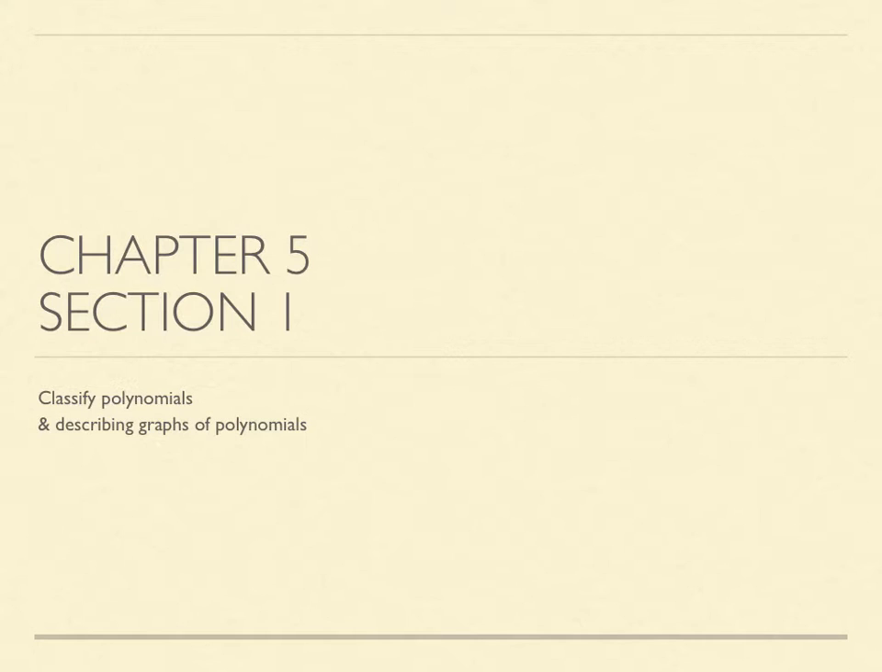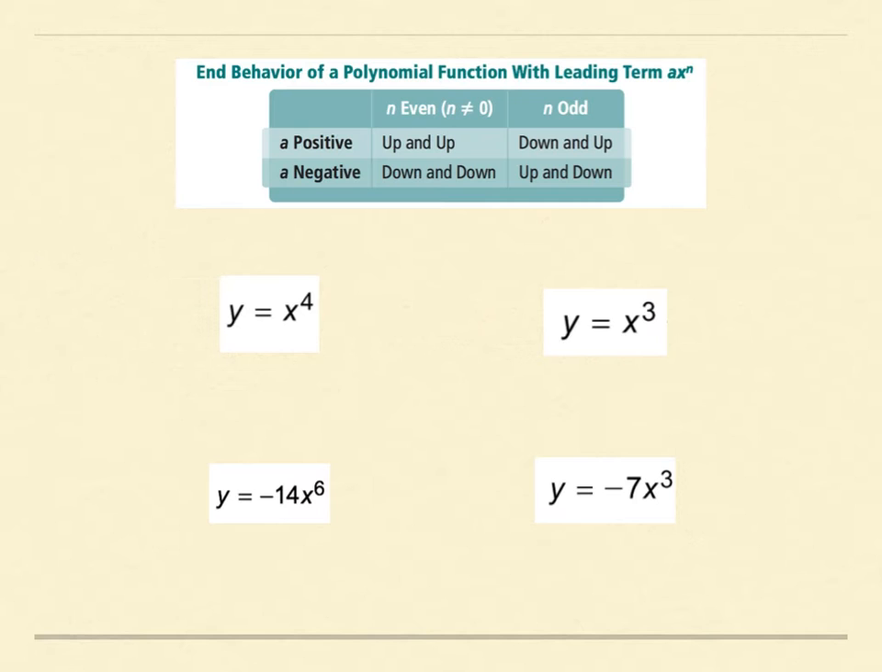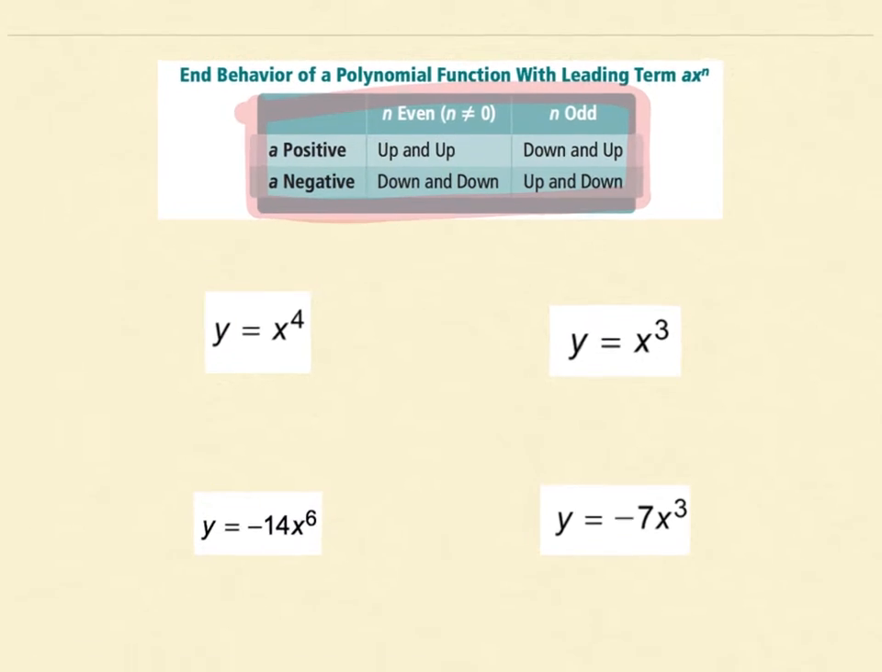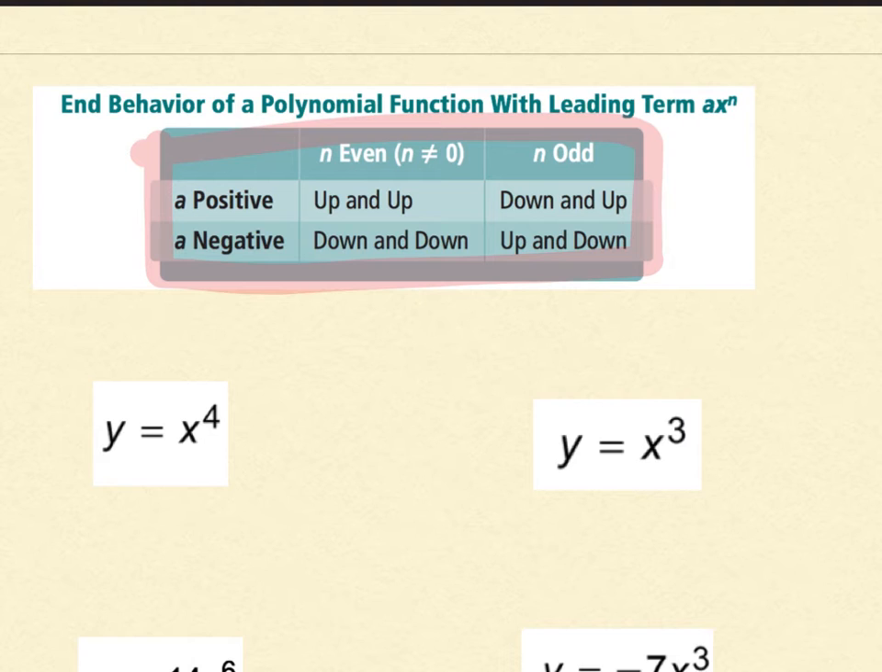So this is Chapter 5, Section 1, Part 2. This box is going to help us determine our end behavior. If our leading coefficient, which is this A out front, the number out front, if it's positive, our graph always ends going up.